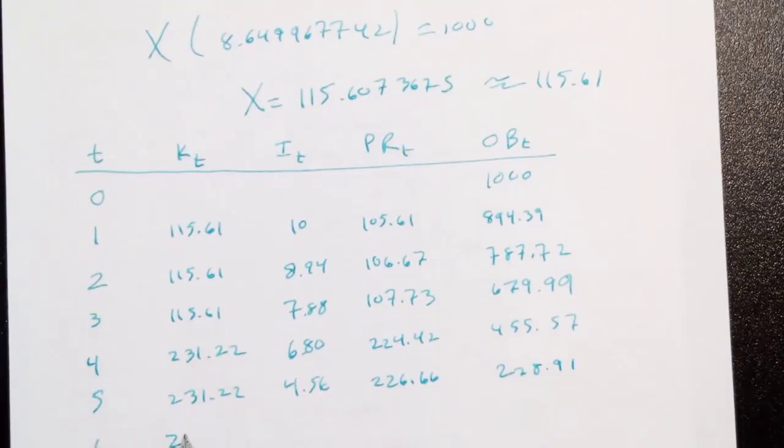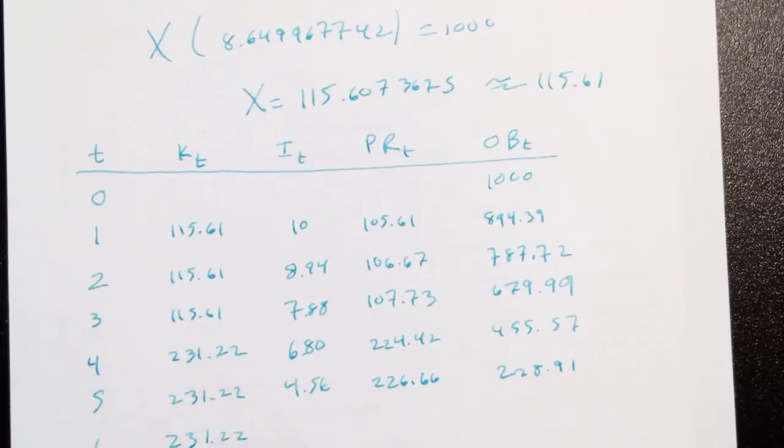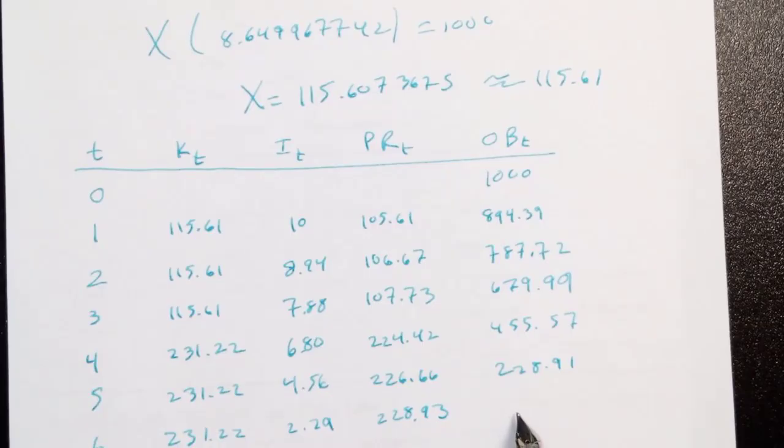Payment number 6, 231.22. Interest. What's the interest this time? Two. So my principal paid is 228.93. My balance is negative 0.02.